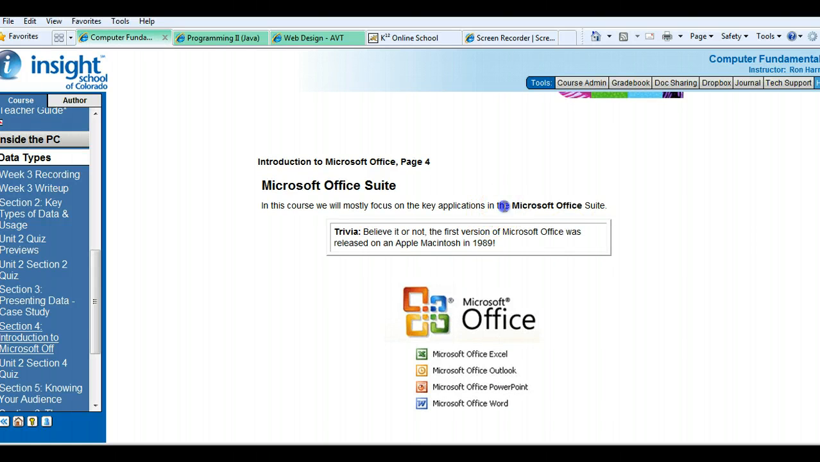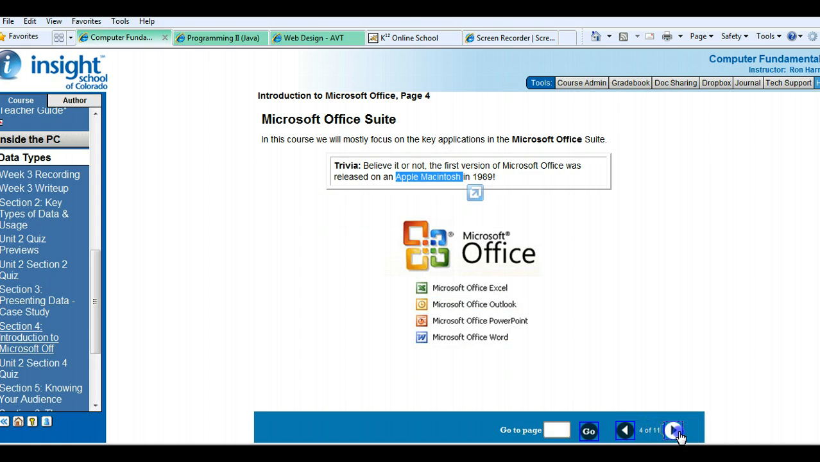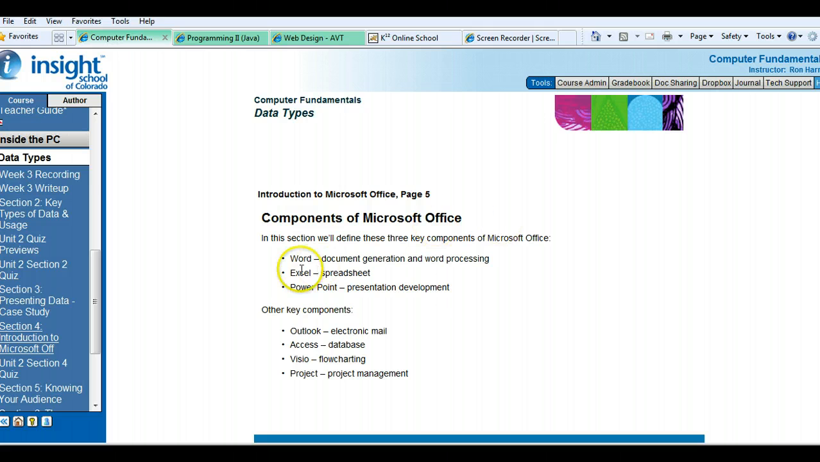Now this course focuses mostly on Microsoft Office, as we talked about, but you can also use OpenOffice, and many of you are doing it. So you can see right here, this is the 1989 Apple Macintosh computers using the first version of Microsoft Office. Components of Microsoft Office. Well, Word, that's a word processor. You can create documents, do word processing work. Excel, you can do a spreadsheet. PowerPoint, you can do presentations. And then there are other parts of Microsoft Office we're not going to go into, but these are the main ones.